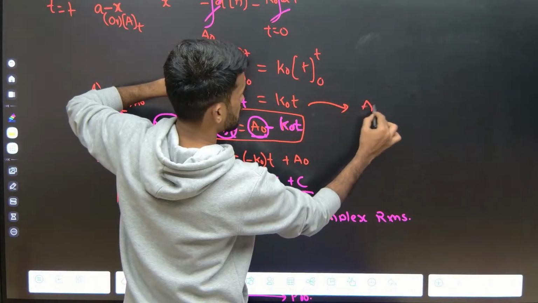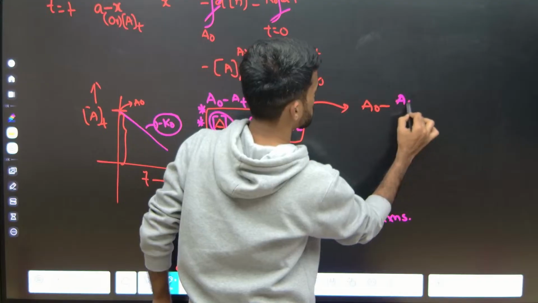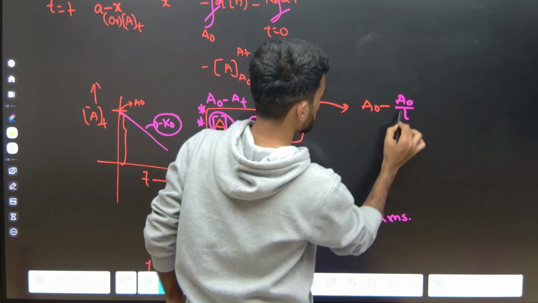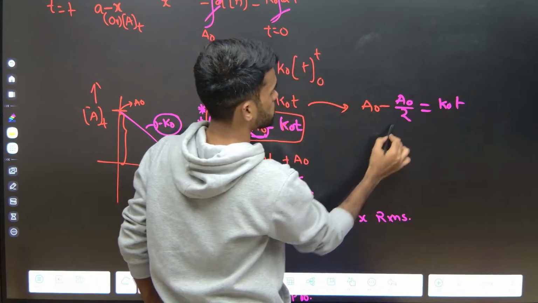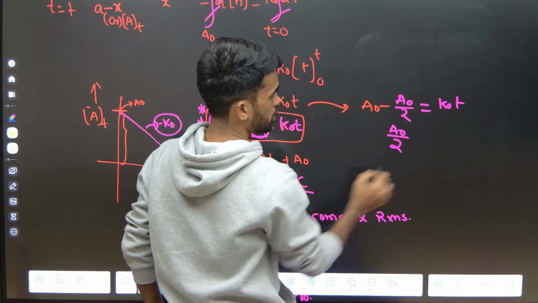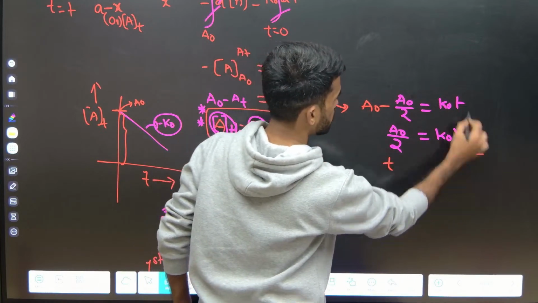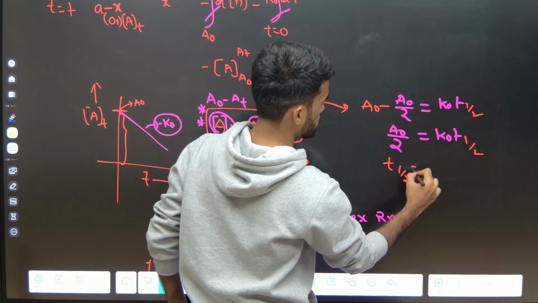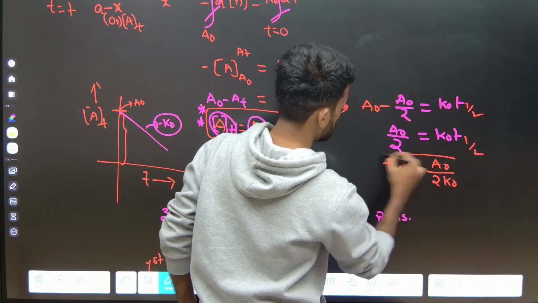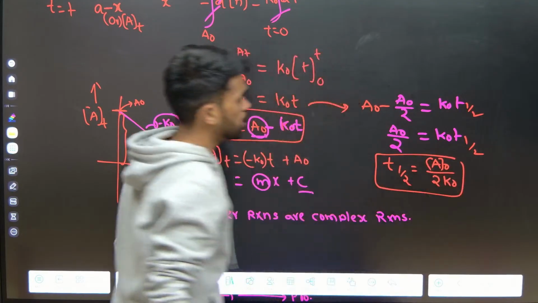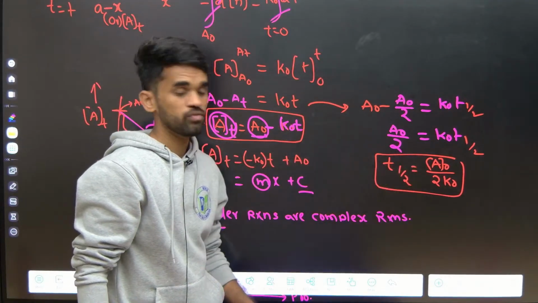A naught is the initial concentration, A at time t is the present concentration, that is nothing but half of the initial concentration, A naught by 2. So this will be K naught t, A minus A naught by 2 is nothing but A naught by 2 only. So this is K naught t. I want the time required, that is t half. The t half of a zero order reaction is nothing but initial concentration by 2 K naught, that is it.